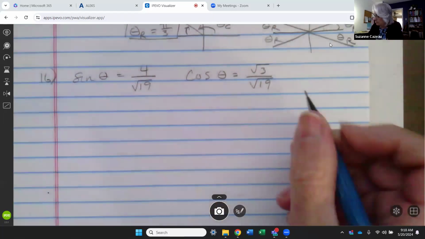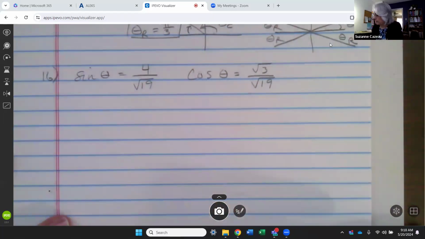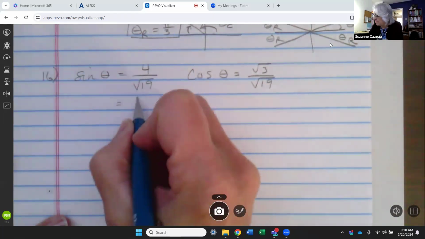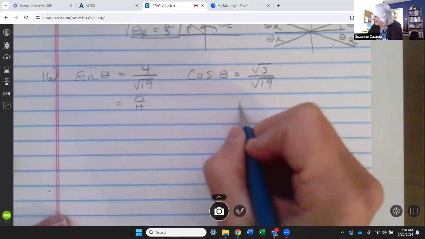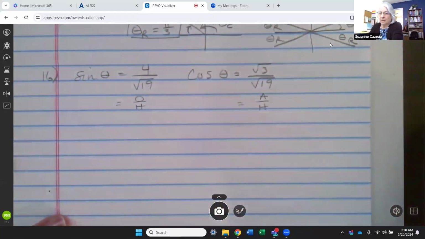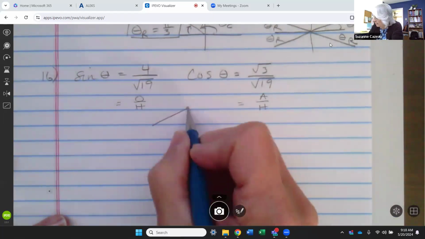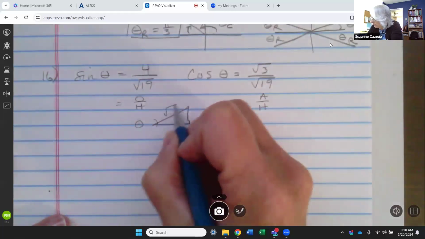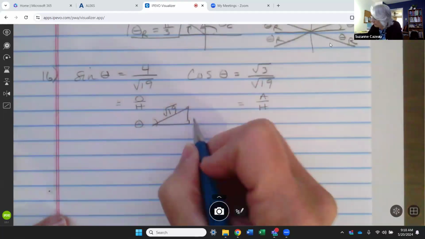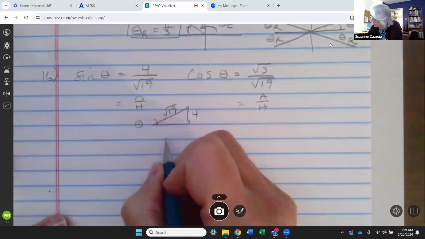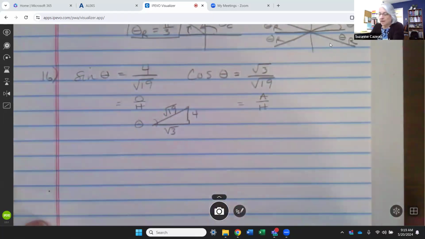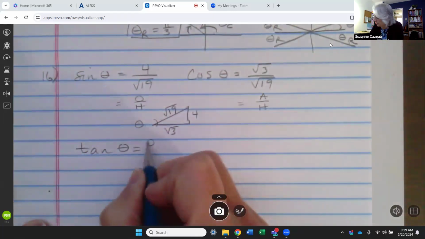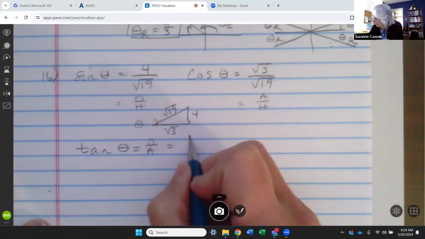Okay, well, sine is opposite over hypotenuse and cosine is adjacent over hypotenuse. So guess what? There's my triangle. I can figure that out. My hypotenuse is root 19. The opposite is 4, and the adjacent is root 3. So there's sine and cosine. So the tangent then of theta is opposite over adjacent, which is 4 over root 3.